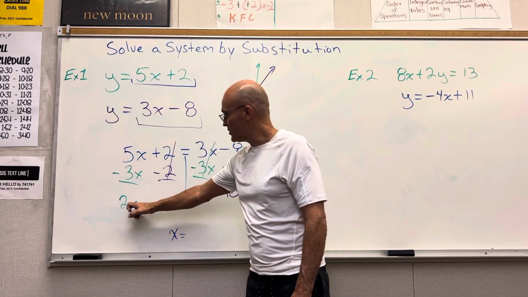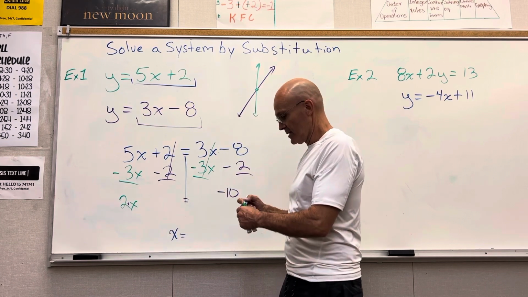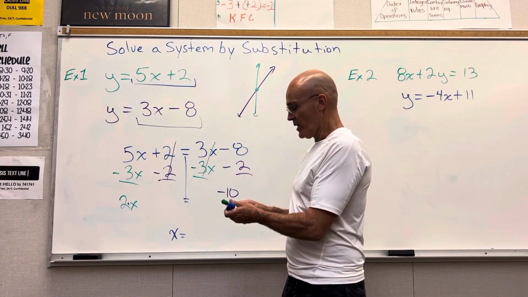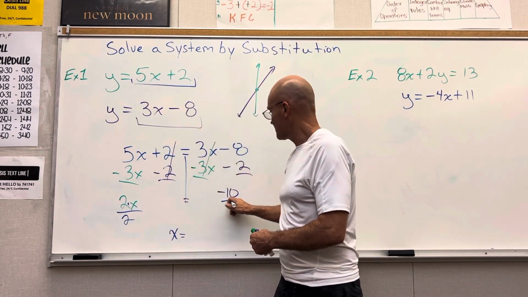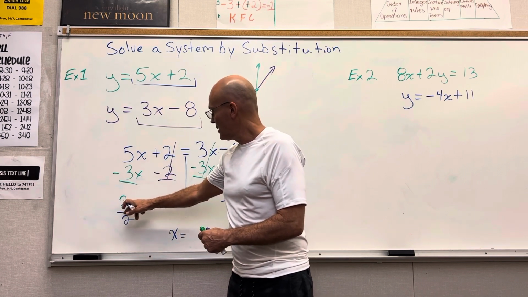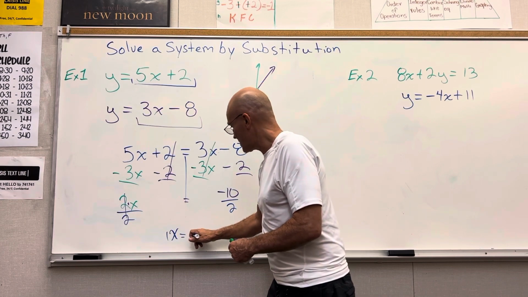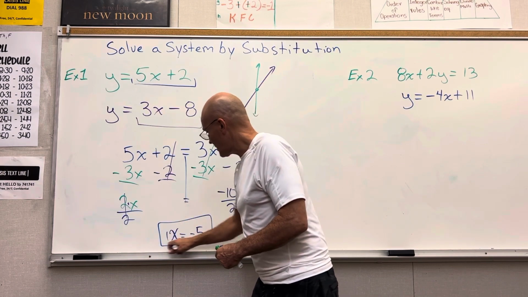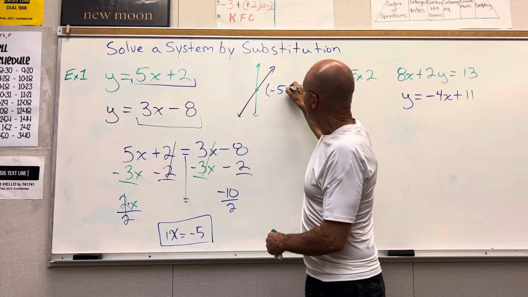Now we have 2 times what number equals negative 10. And we can divide to get rid of multiplication, which is something I taught you on the previous video. And now you get just 1x is equal to negative 10 divided by 2, which is negative 5. And if you were to graph this guy, you would wind up seeing negative 5 for your x value.